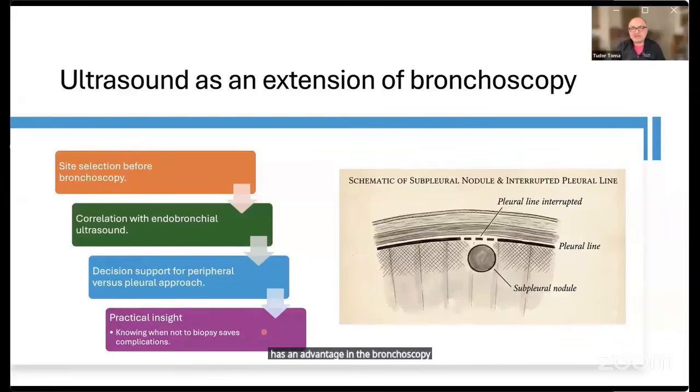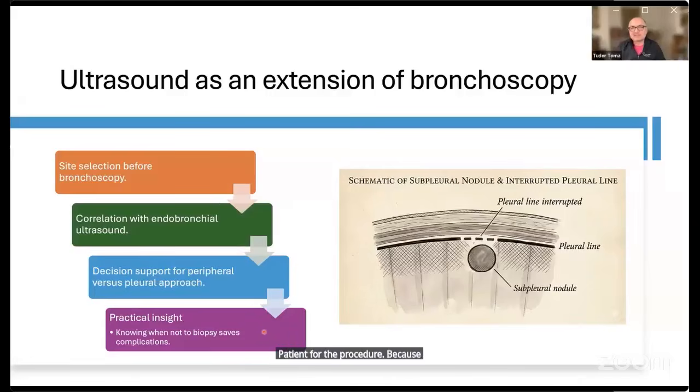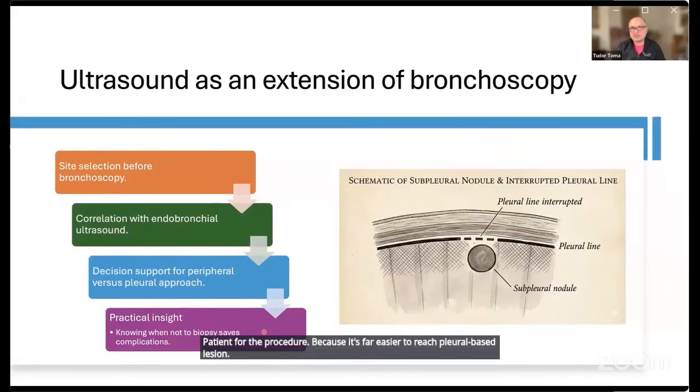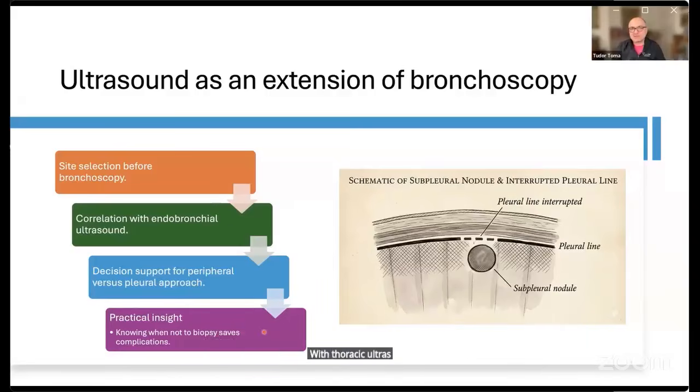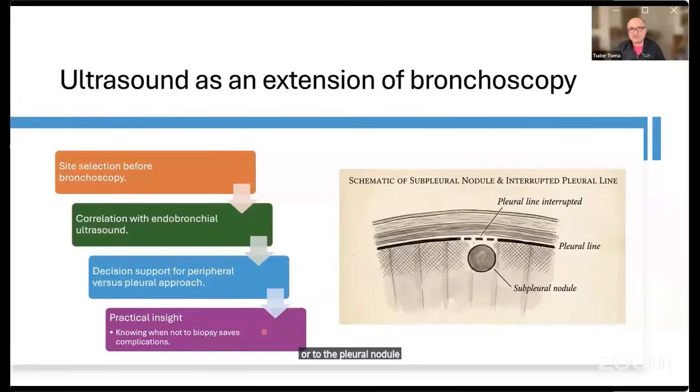However, from the outside of the chest, the bog standard thoracic ultrasound has an advantage in the bronchoscopy room to clearly help with selection of the patient for the procedure, because it's far easier to reach a pleural-based lesion with thoracic ultrasound and with a needle from the chest, and actually much cheaper, than to use the robotic bronchoscopy to get to the pleural space or to the pleural nodule from the inside of the lungs. So that would help with the patient selection.